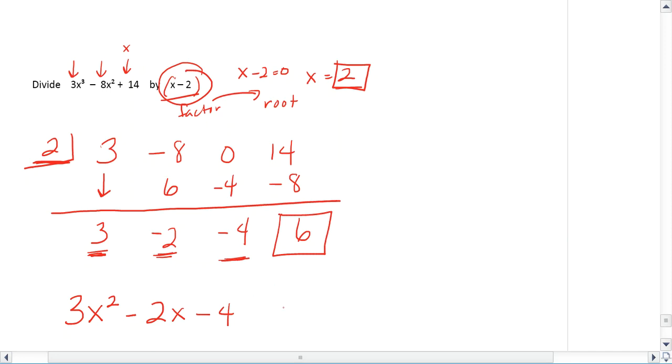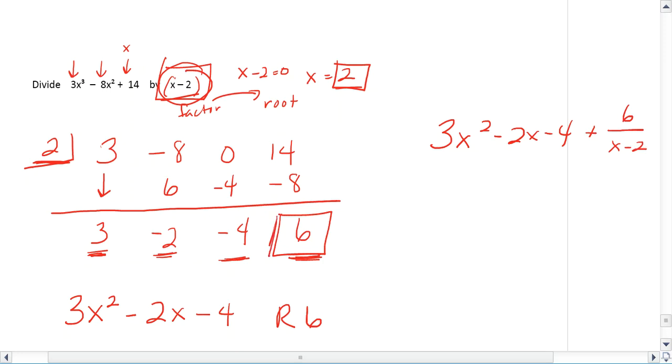And so there's a couple ways to write remainder. You can just put remainder 6. Another way that I believe your book writes the remainder, I'm just going to put the answer here again. They will take this remainder and put it over the factor that we're dividing by. And we used to do that back in 5th grade when you did long division. So they could write it like this, plus 6 over the x minus 2.